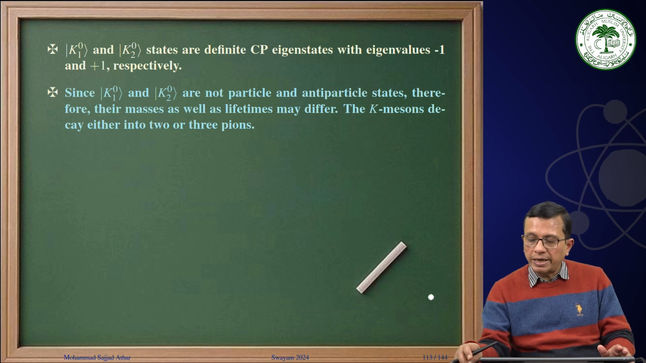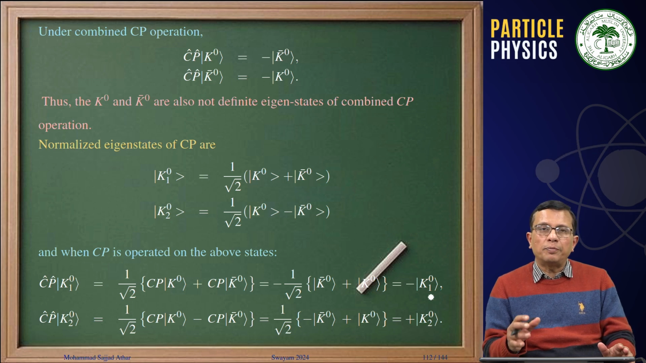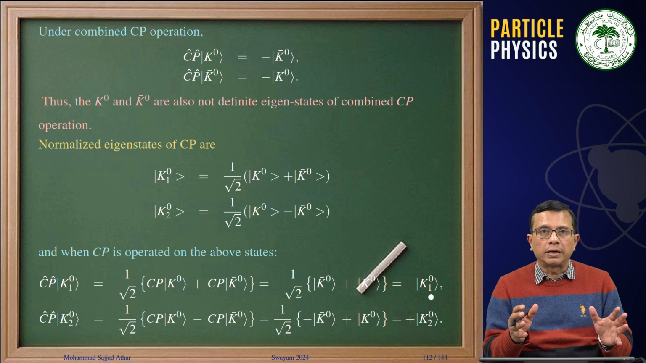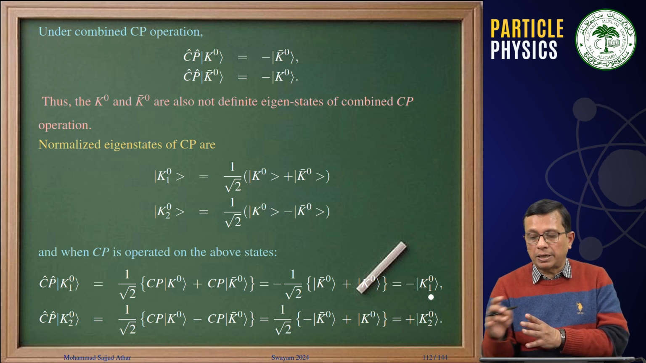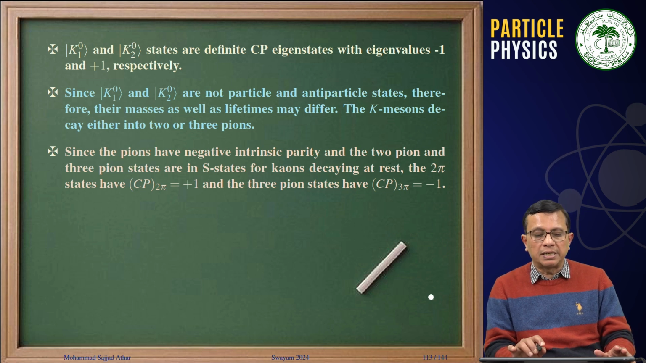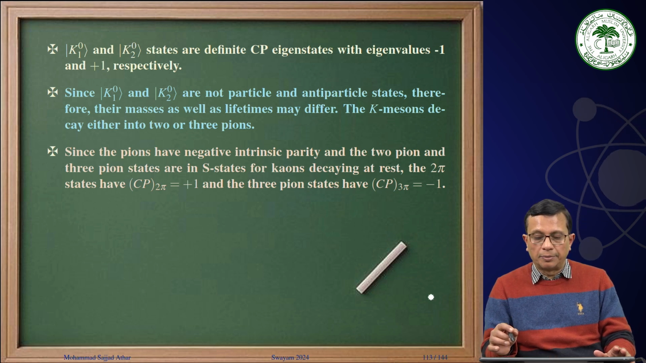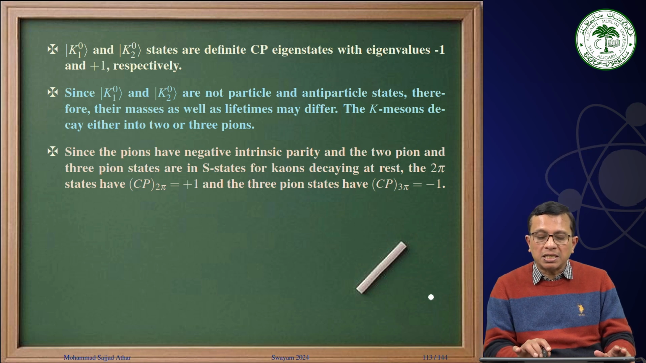Now the important point, as you can notice here, is that we have formed K10 and K20 from the combination of K0 and K0 bar. While K0 and K0 bar are particle and antiparticle states, K10 and K20 are not, therefore their masses as well as lifetimes may differ. The K mesons decay either into 2 or 3 pions. Since the pions have negative intrinsic parity, they are pseudo-scalar mesons like kaons, and the 2 pion and 3 pion states are in S states for kaons decaying at rest.